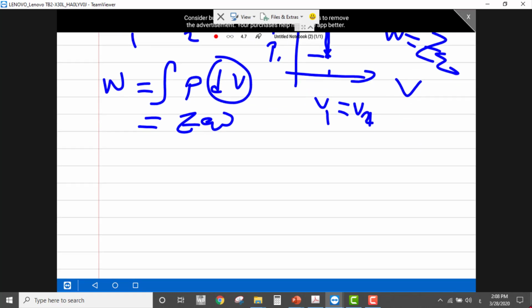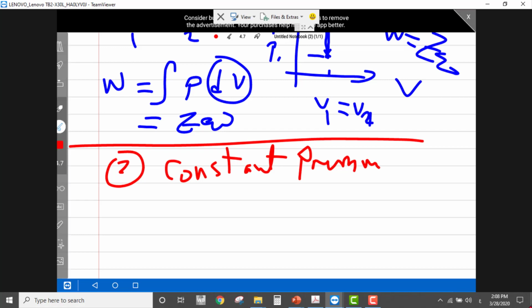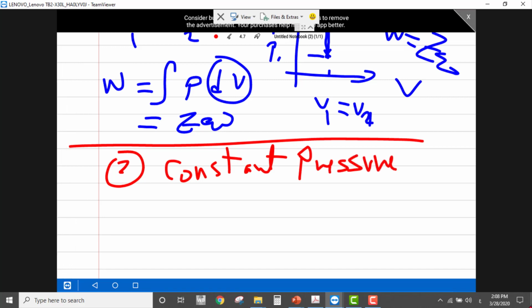Now let's move to another scenario, which is the constant pressure process.